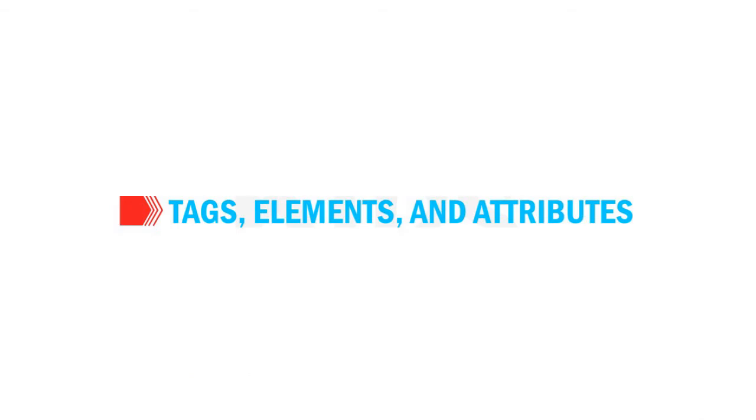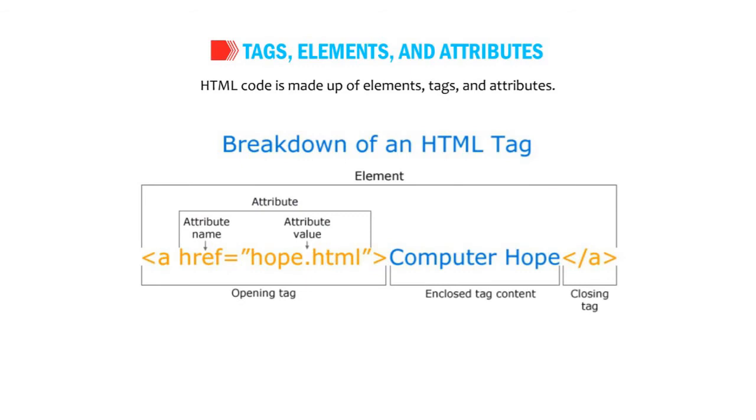Next, we will learn what are tags, elements, and attributes. So, HTML code is made up of elements, tags, and attributes.